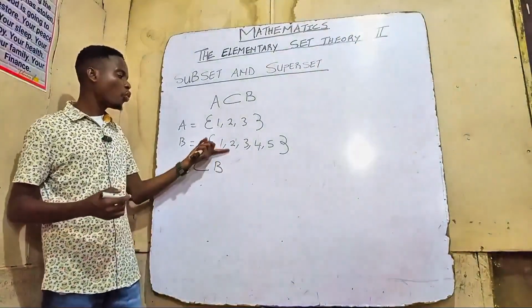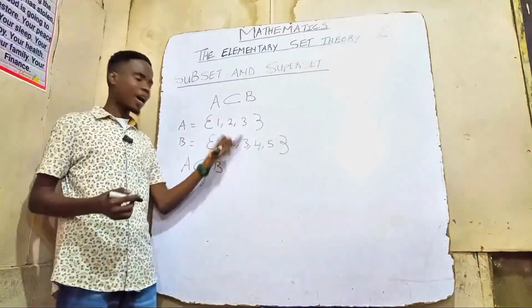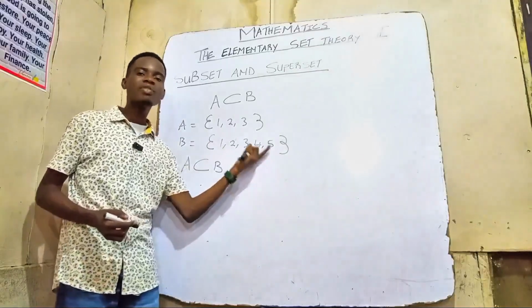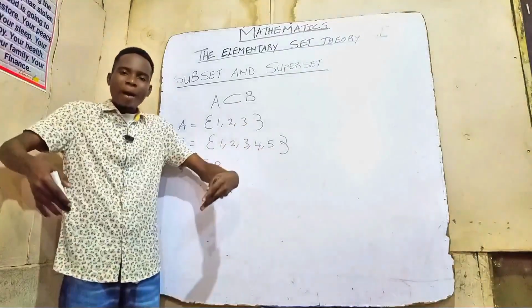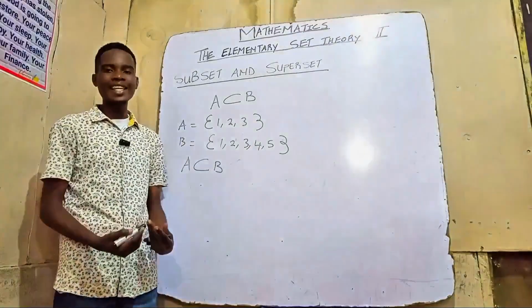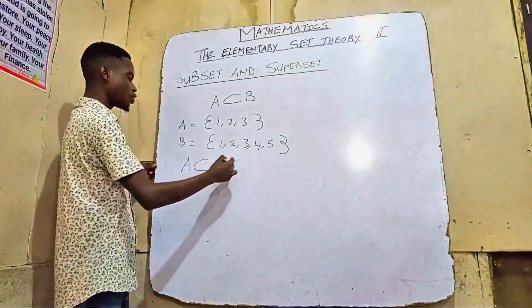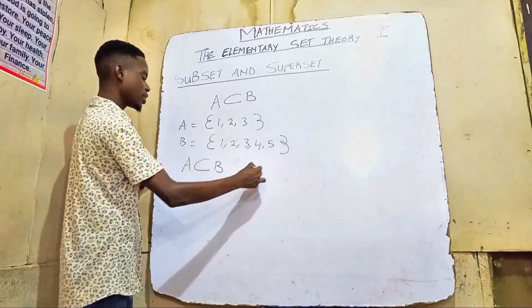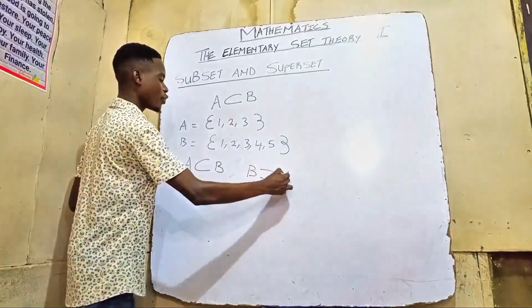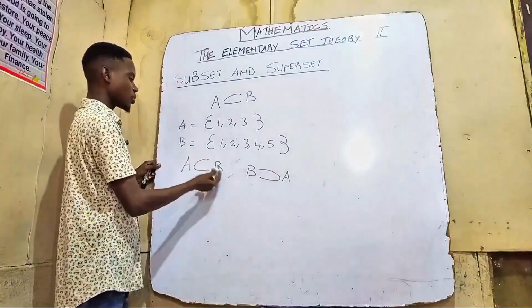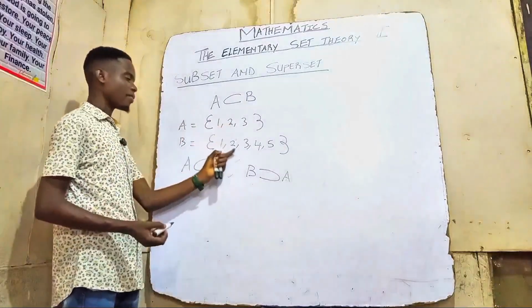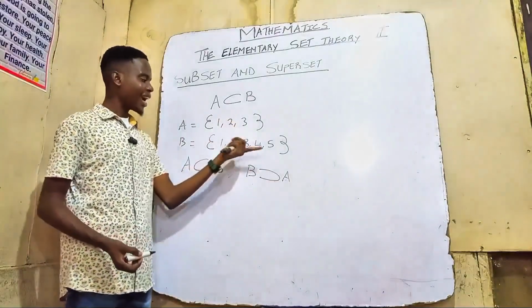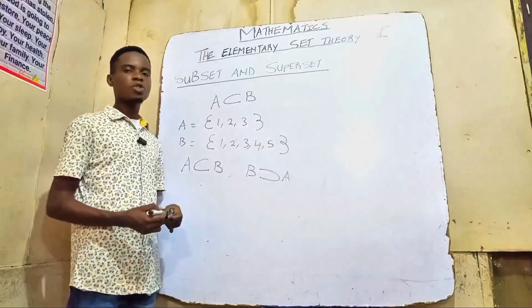Now B, which hosts A and every other thing and still has additional elements, is referred to as the superset. The superset is the one hosting A. So I can say that superset is represented with this: B is a superset of A. A is a subset of B because everything in A can be found in B. B is a superset of A because it's hosting A and it still has additional elements.